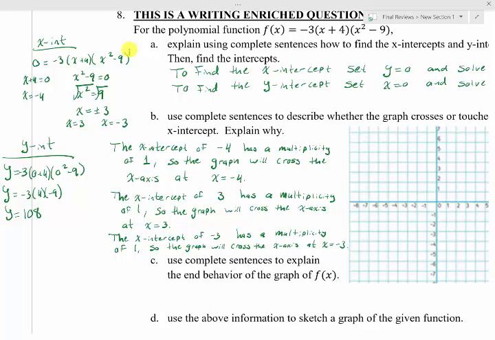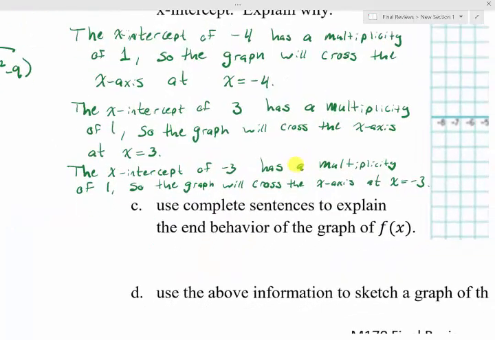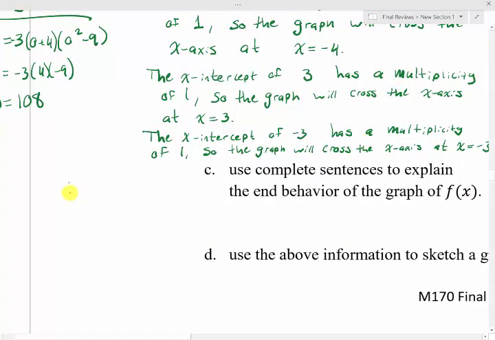Then use complete sentences to explain the end behavior of f of x. We're going to need our parent function for this. And if you remember, our parent function comes from our leading coefficient times x to the power of our degree. So it's going to be p of x equals negative 3 times x to the power of 3. And our graph will follow this same behavior.